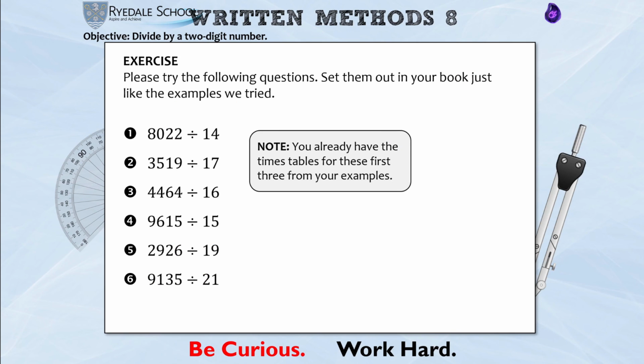Now, to try and make this exercise a little bit more manageable, I'm only giving you 6 questions to do. And most importantly, the first 3 questions you are dividing by 14, 17 and 16 again. And those you already have the times tables for because we did those in the examples.